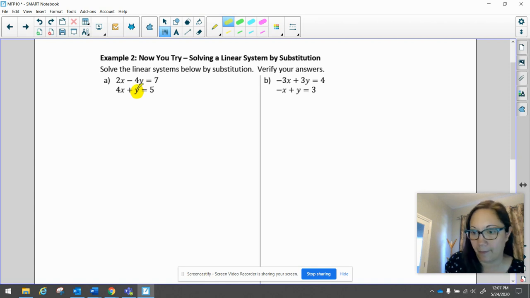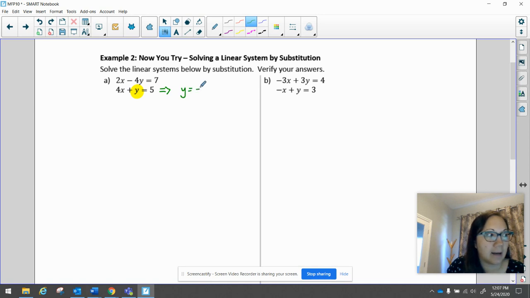Okay, y, it doesn't have a coefficient in front of it. All I have to do is subtract 4x from each side to do that. So I'm going to rewrite my second equation as y equals negative 4x plus 5. So I do still have equation 1 and 2, or you can label them A and B. It doesn't matter. I'm going to call them A and B this time, just for variety's sake.